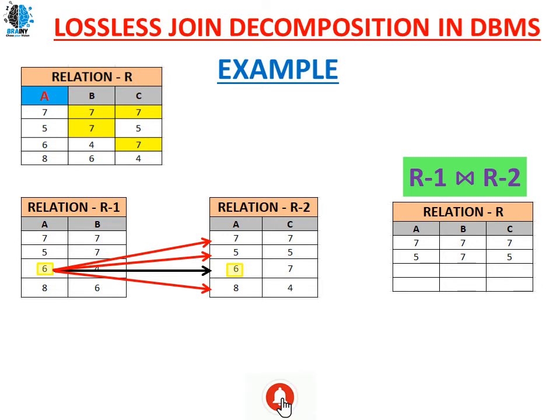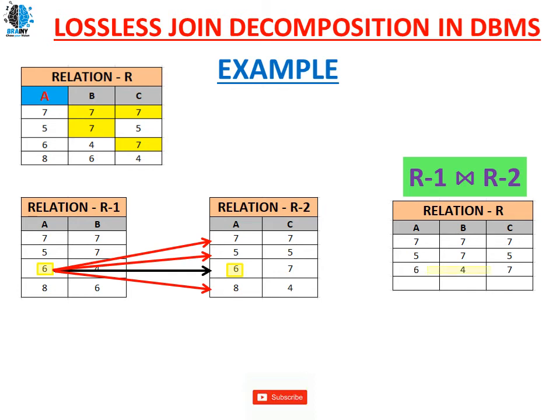No. So our third natural join operation on relations R1 and R2 will give the third record in our resultant relation, that is 6 4 7. 6 is the value of attribute A, 4 is the value of attribute B, 7 is the value of attribute C. So let's see the last value of relations R1 and R2.